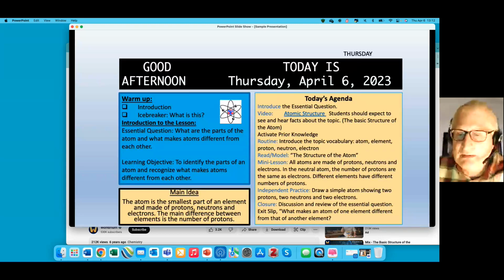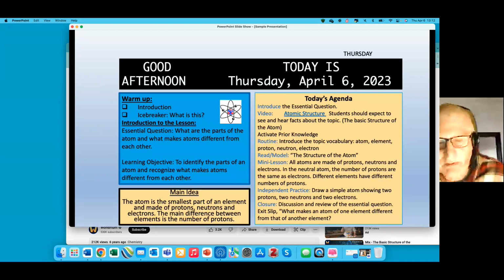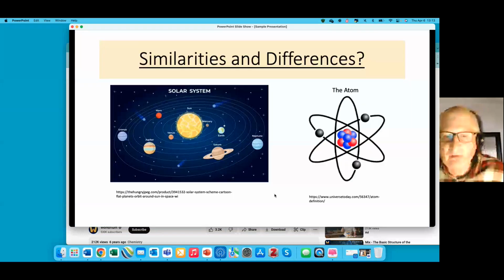And the main idea here is that the atom, as you may have heard, is the smallest part of an element. It's the smallest thing that we know of that still has all the properties of an element. It has protons, it has neutrons, and it has electrons. And the main difference between elements is the number of protons they have in their nucleus. So I want you to take a look at this next picture.